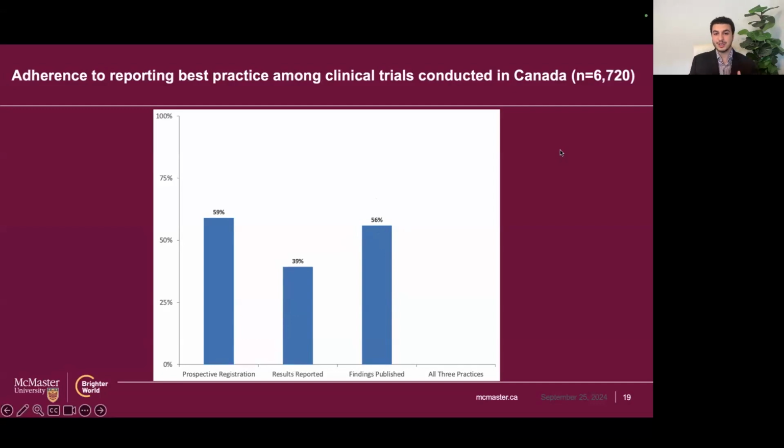Now, mind you, publishing your findings is always an excellent step. However, in the absence of completing all three best practices concurrently, you ultimately are still contributing to that bias to an extent. Because someone may prospectively register their paper, never make their results available, and then publish whatever they want, and we'd have no way of verifying the integrity of the data analysis, and so on and so forth. And lastly, the percentage of trials that completed all three best practices concurrently was only 20%. So this is for all identified trials over the past decade.